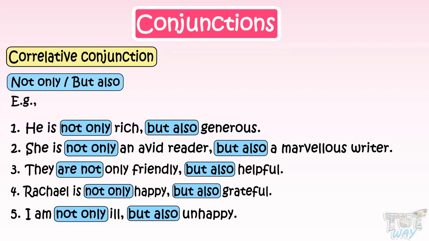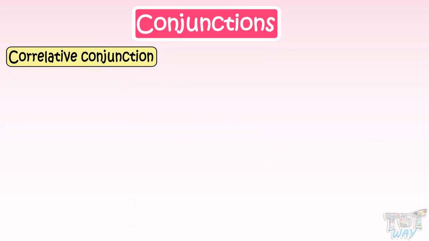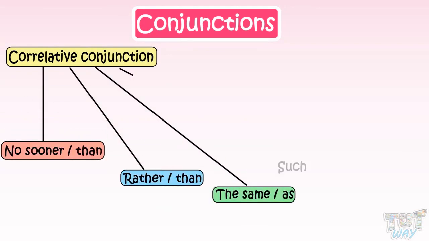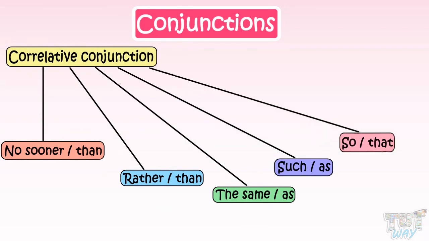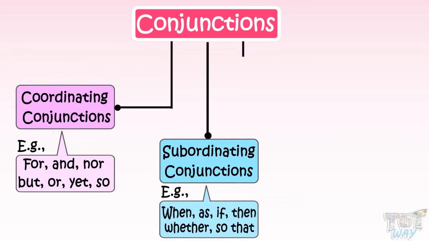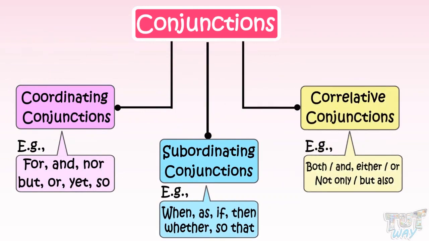So friends, these were only a few examples of correlative conjunctions. There are many more conjunctions of this kind, like no sooner than, rather than, the same as, such as, so that, etc. So we are done with three types of conjunction: coordinating conjunction, subordinating conjunction, and correlative conjunction. You need to practice more and more to learn these. Now you may go.